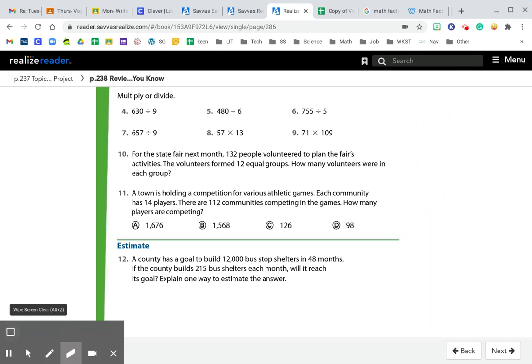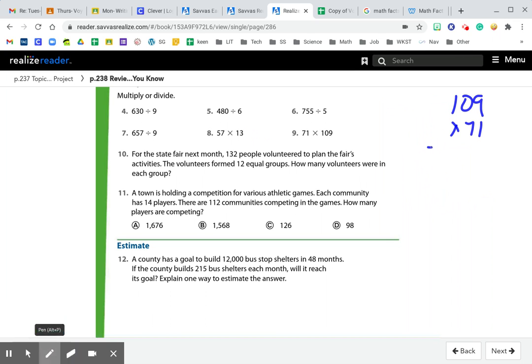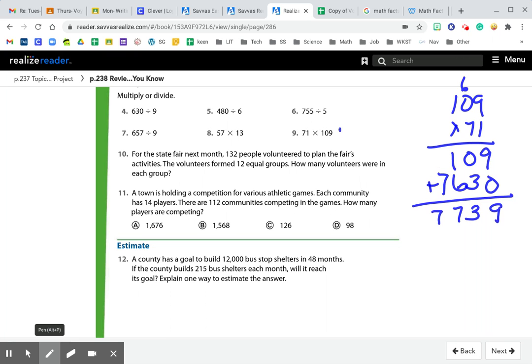And for number 9, I have 109 times 71. 9 times 1 is 9. 1 times 0 is 0. 1 times 1 is 1. I know 109 times 1 is 109. I didn't have to go through all that. But now I'm going to distribute the 7, which is actually 70. 7 times 9 is 63. Carry the 6. 7 times 0 is 0 plus 6. And 7 times 1 is 7. Add up my partial products. And my answer is 7,739.